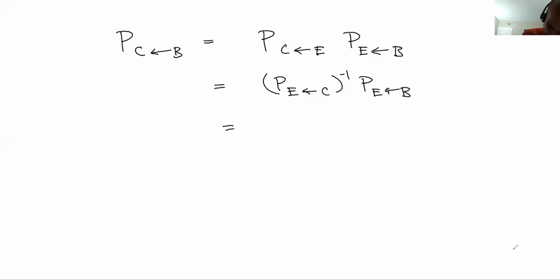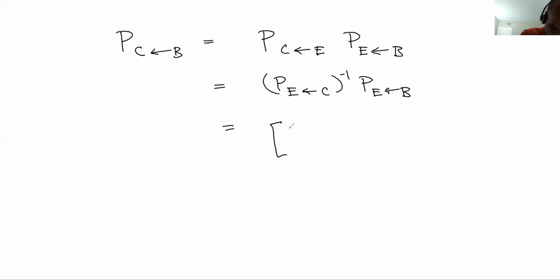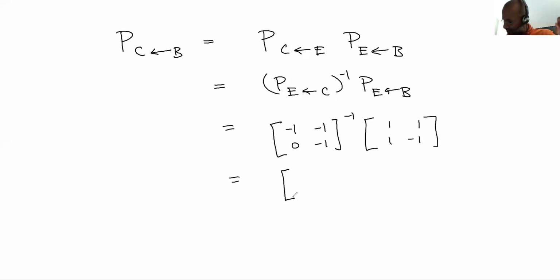And now we've written these down. So P_{C←E} is written over here. It's this matrix, I guess [-1, 0; -1, -1] inverse, times this matrix with the Hadamard basis, that's [1, 1; 1, -1]. Okay, I calculated the inverse of this earlier. It is, let's see. Yeah, it actually just happens to be this.